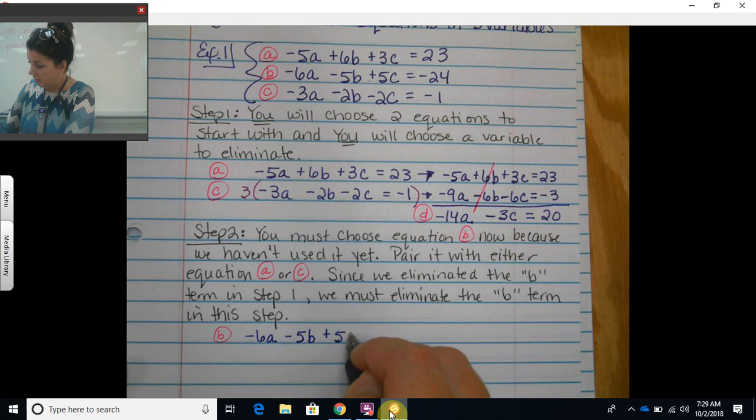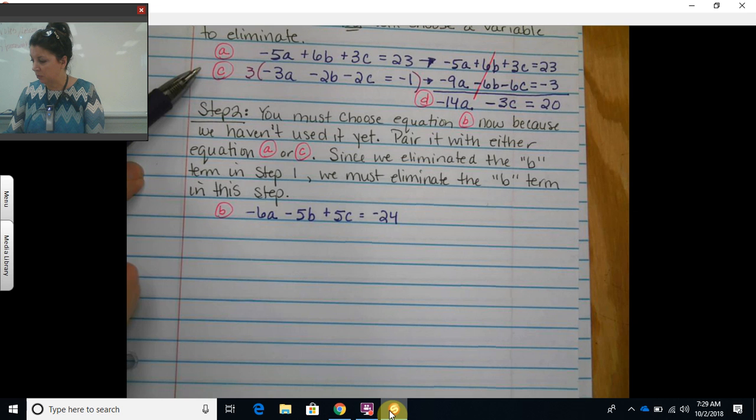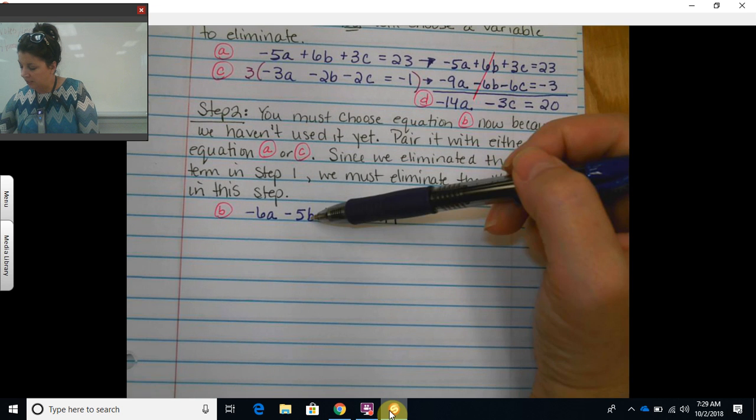And make sure you write all the terms correctly. There are so many numbers and signs and so many different equations, it's easy to just make a mistake writing the wrong thing. So we're going to pair that with either equation A or C, and we have to eliminate the B. So the B term in equation B is -5b.